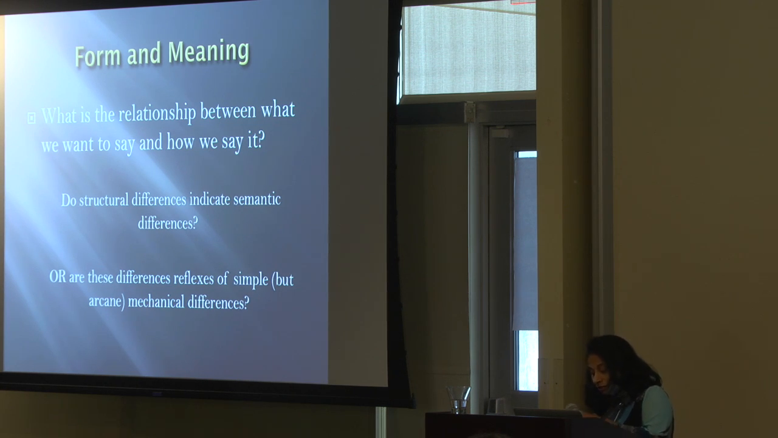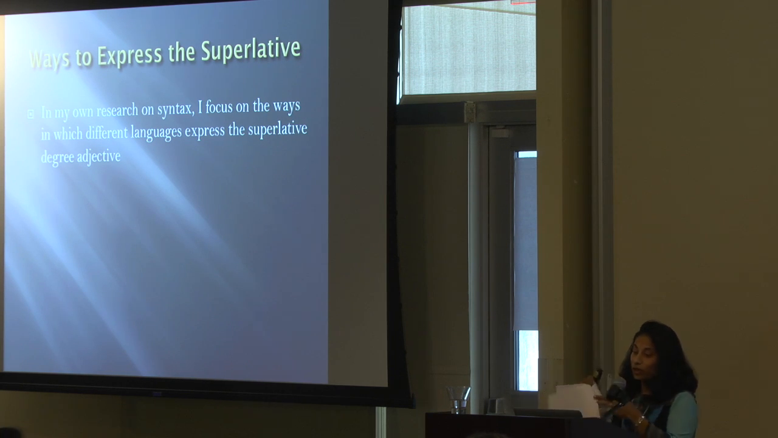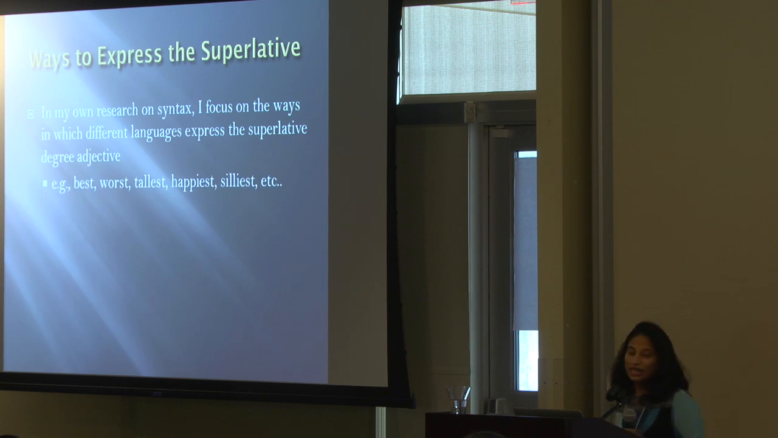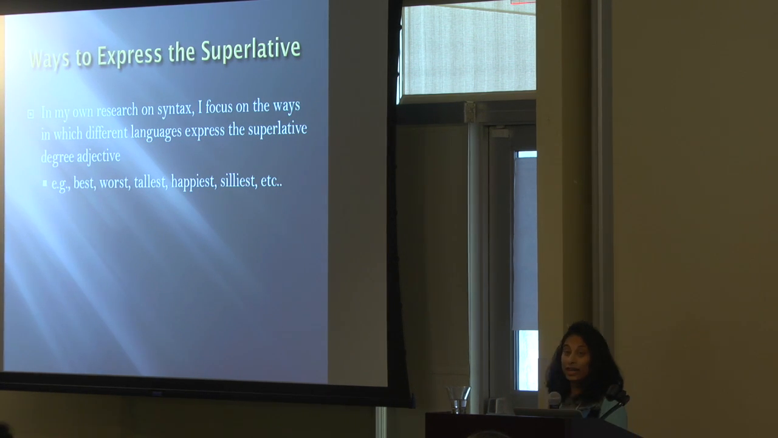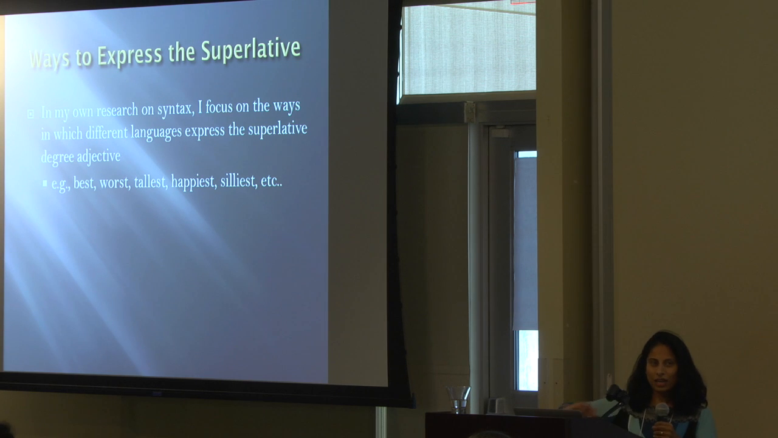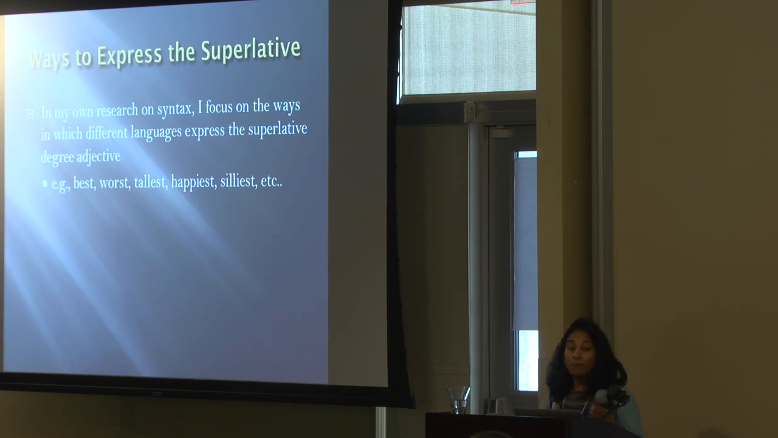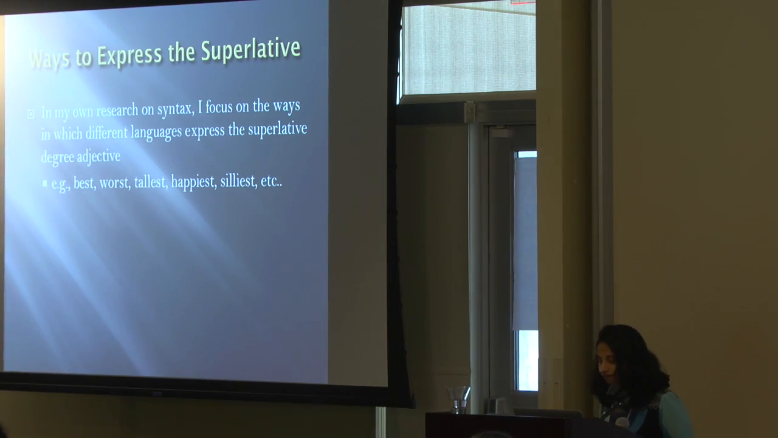In particular, I look at ways to express the superlative degree adjective. So what's that? So examples in English: best, worst, tallest, happiest, silliest. You get the idea. These are superlative degree adjectives. They're adjectives expressing the highest degree of whatever that adjective is. So you have a bare adjective, something like bad, and then you have the comparative form, which is worse, and then you have the superlative, which is worst.